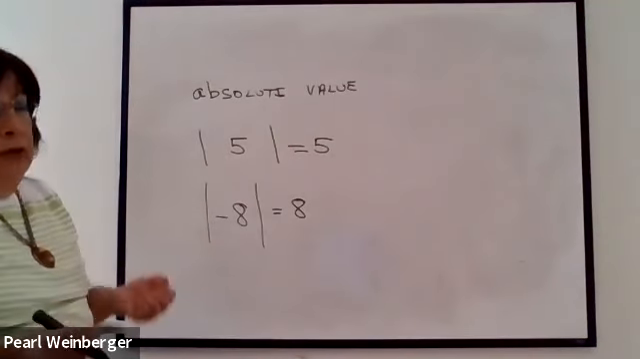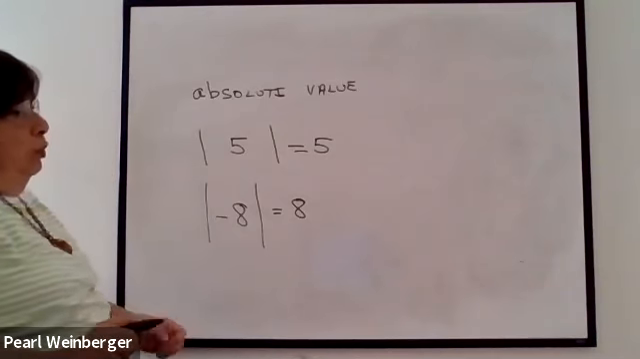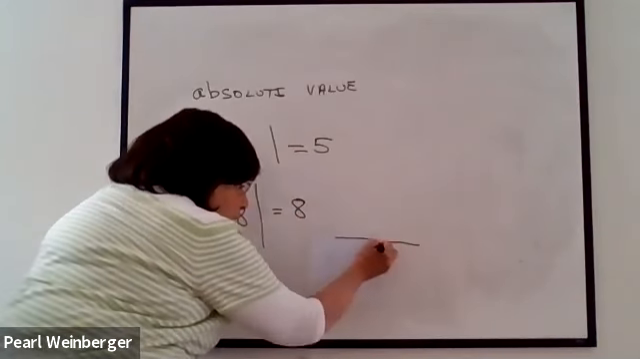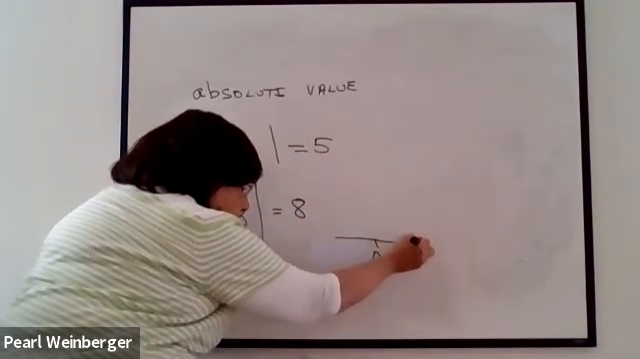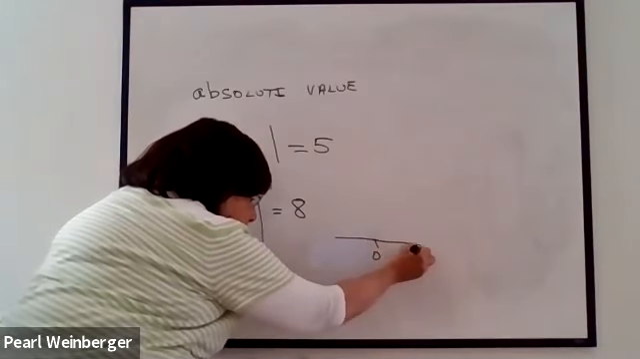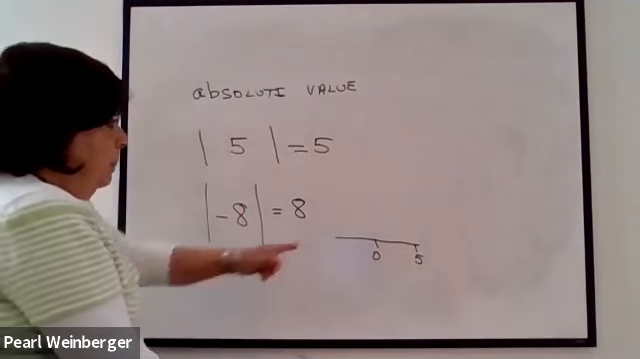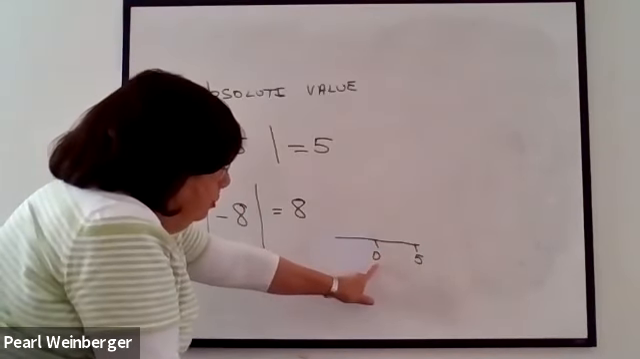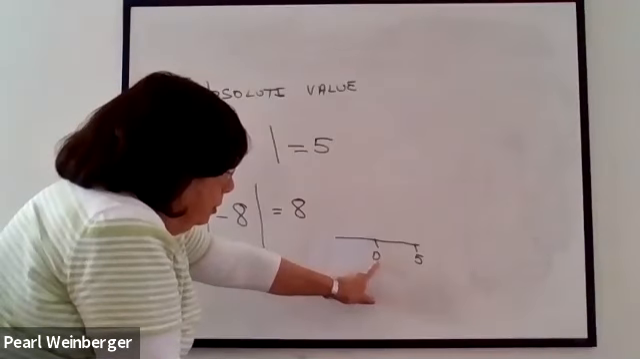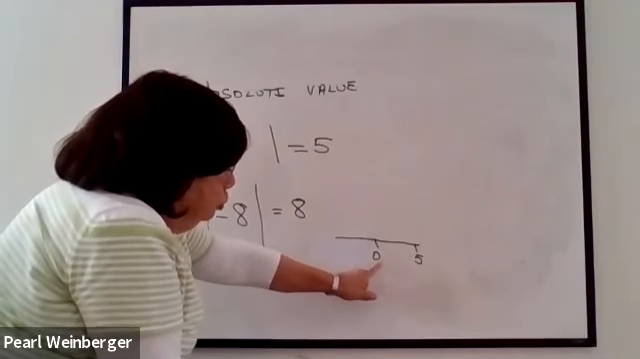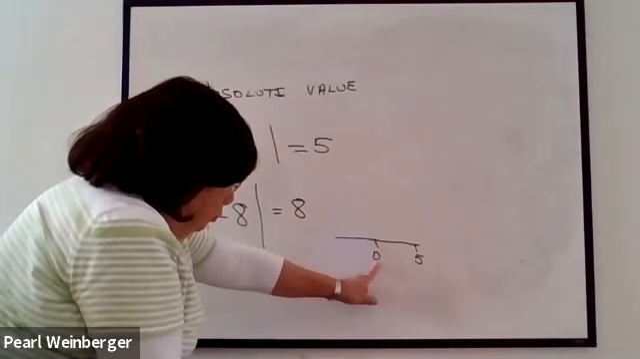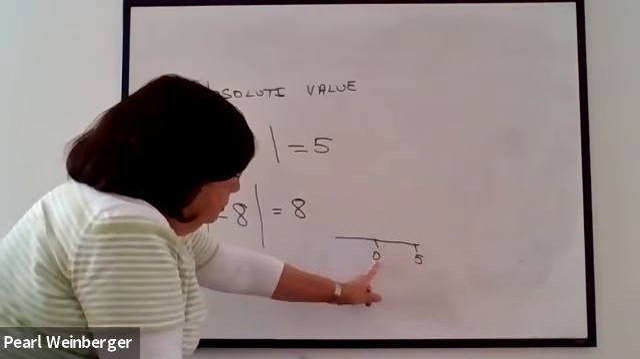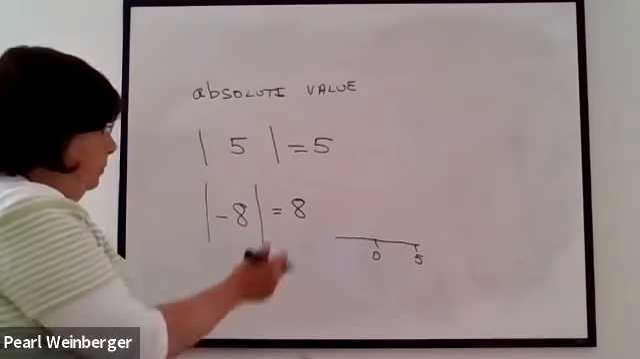If we look on the number line, we'll understand what we're talking about. Here's the number 5 on the number line. What is that 5 telling you? It's telling you how far you are away from the origin. How many steps did you have to take to go from your origin, which is your starting point, to get to the 5? Well, obviously it's 5 steps.